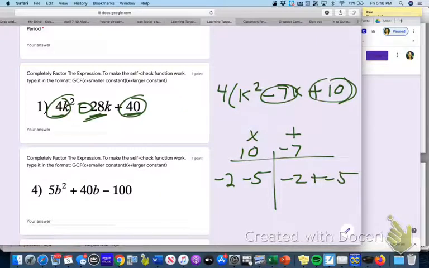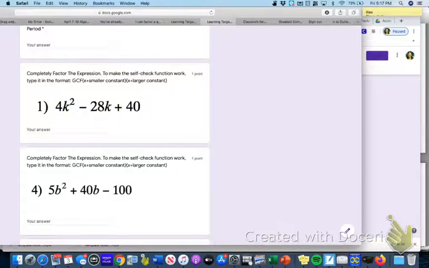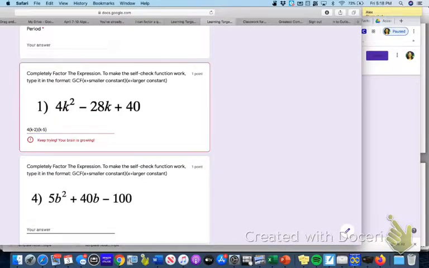So I go to type my answers into the Google form. I type in my greatest common factor that I factored out, which was 4. And then I had k minus 2, and then I had k minus 5. Okay, I try to go to the next one, and then it's yelling at me. It's saying, keep trying, your brain is growing.